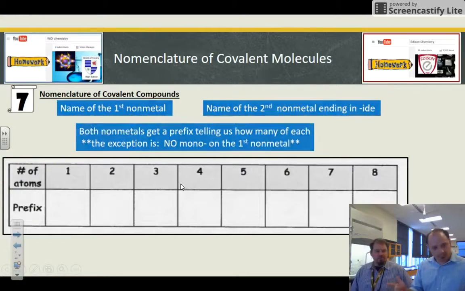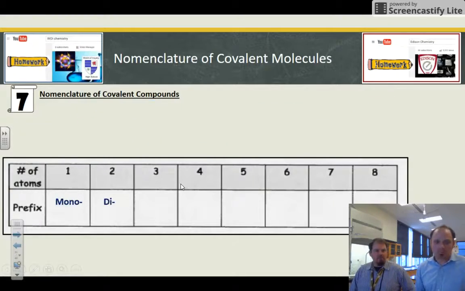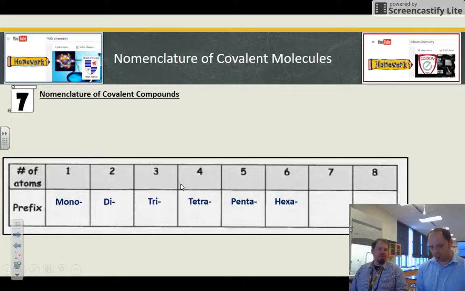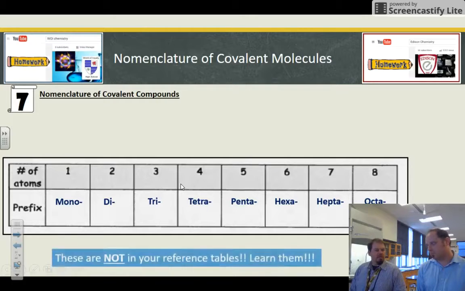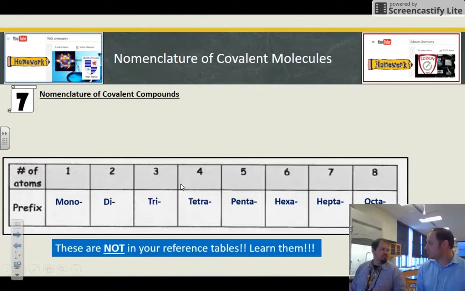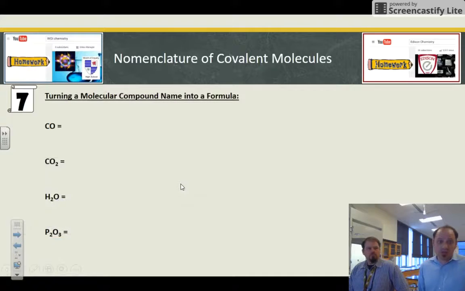Let's give you the prefixes real fast that you've got to know, and these are all of them. I'm just going to list them all out there. Most of them we know till tetra. Tetra's a little weird. Even octa's one we should know. We'll give you a second to write those all down. Again, one last time, these aren't in your reference tables. You've got to memorize these. If I'm talking about 3 atoms of chlorine, it would be trichloro. You'll see that as we go.